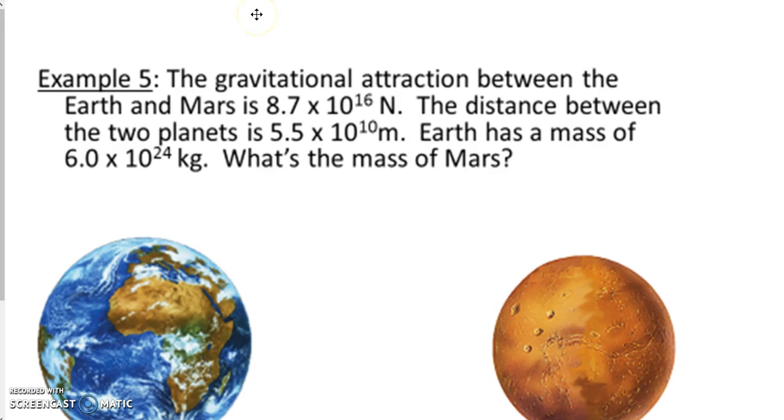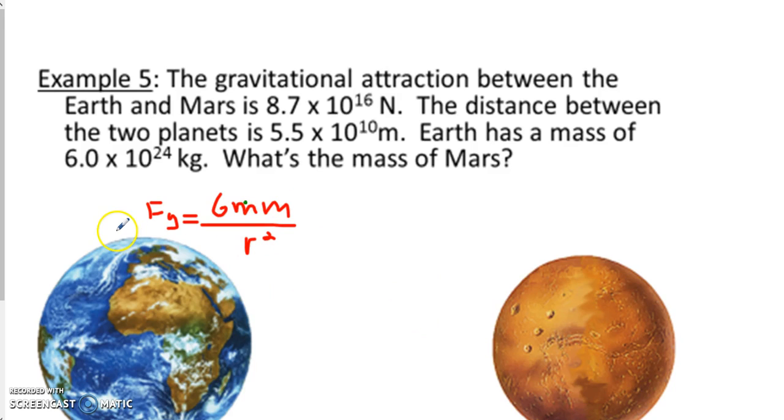Okay, so let's go back to our formula. So we have G M M all over R squared, and that gives us our FG. But this time we have to solve for one of the masses. So I'm going to call this one Earth. Okay, this one that I've put a green over is Earth, okay?